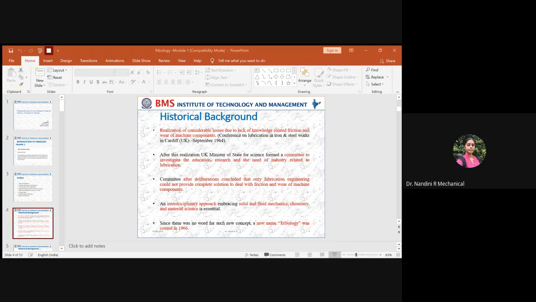Once you know the historical background, how the tribology got originated, you should now understand what is the need for tribology as a subject to be studied. Right. So this you have to understand. Friction, wear, and lubrication have been taught in many science and engineering classes, right? Even you have also studied friction, wear, and lubrication parts separately. But why is there a need to study this as a subject on the whole?